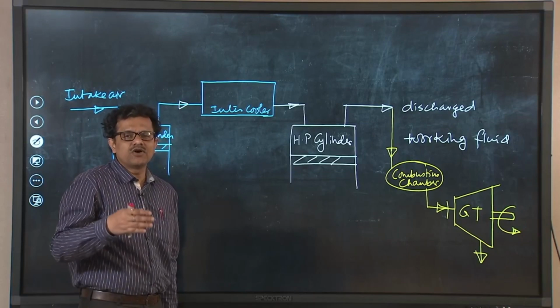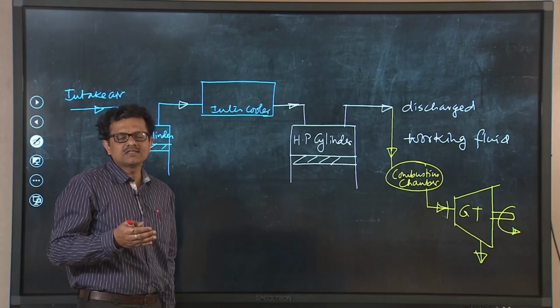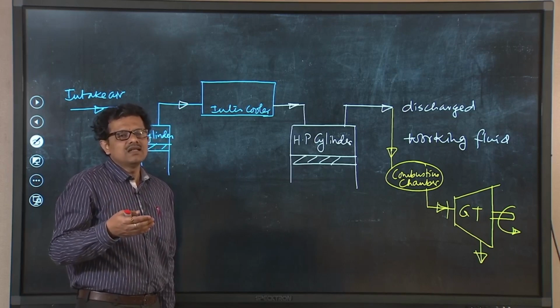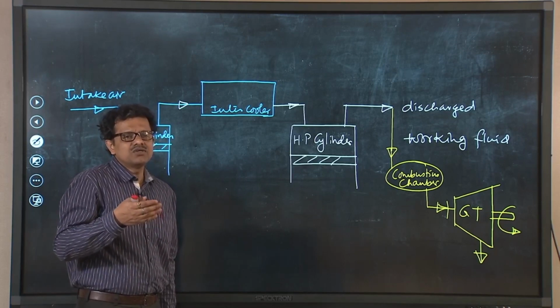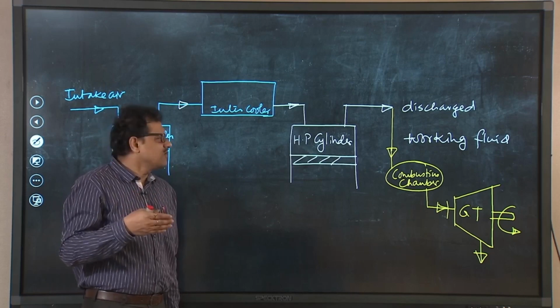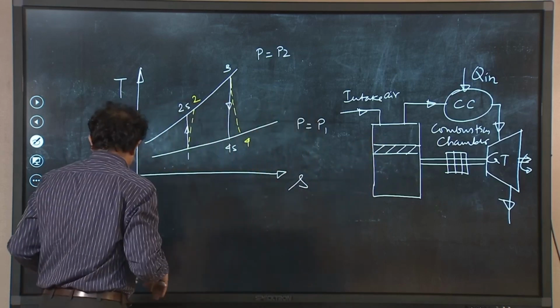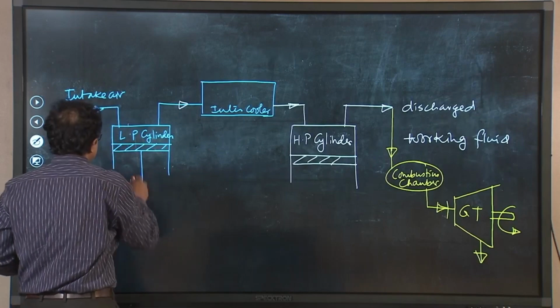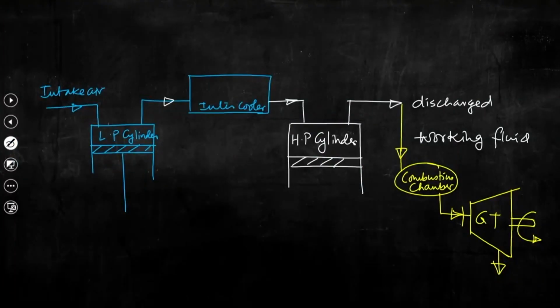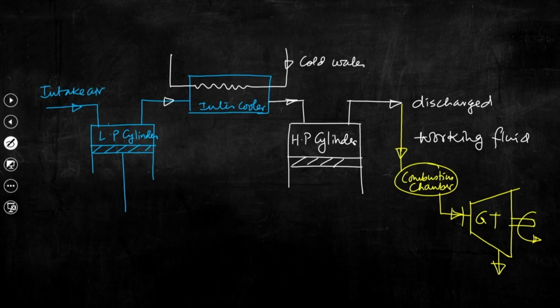For single stage compression, volumetric efficiency will be less, COP will be less, work input will be more, and also the degree of irreversibility will be more. So, what we are doing here is compressing the air using this intercooler or intercooling unit. So, now here, this is cold water and this is hot water.